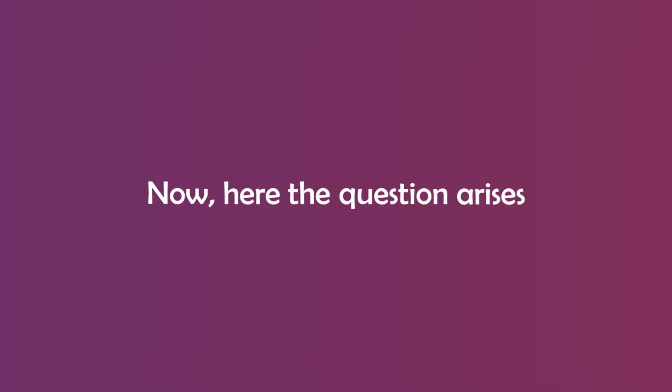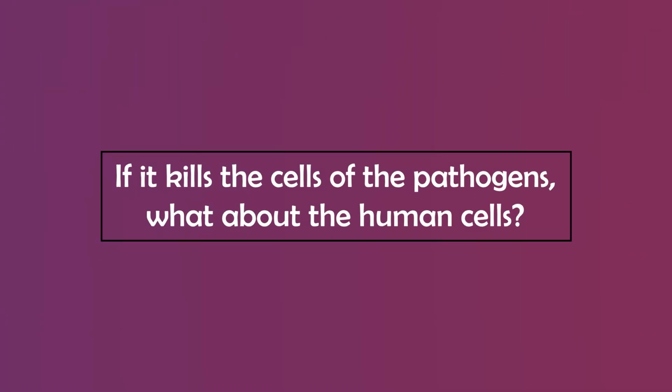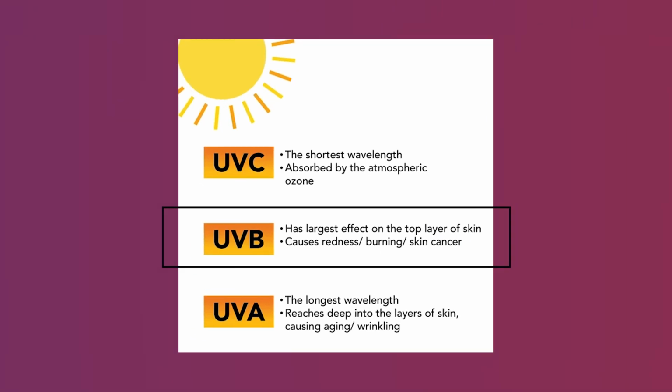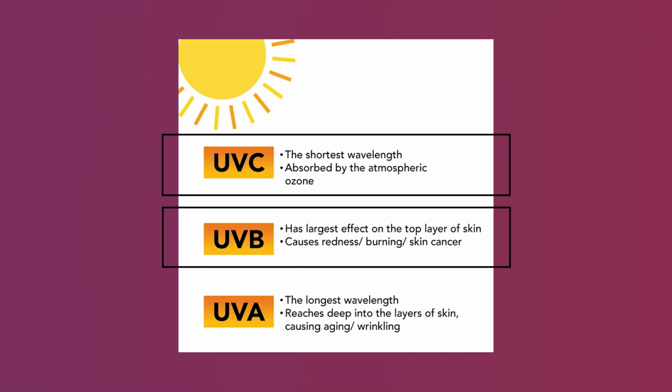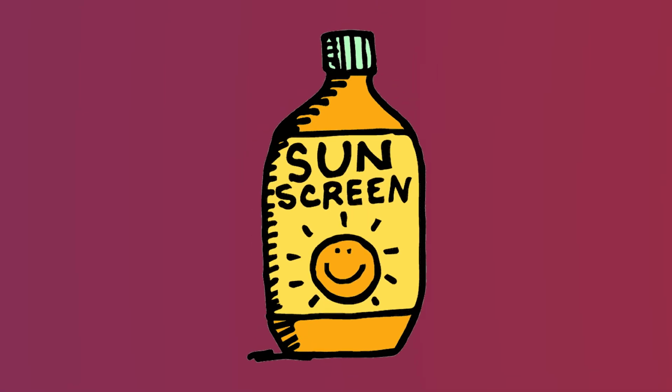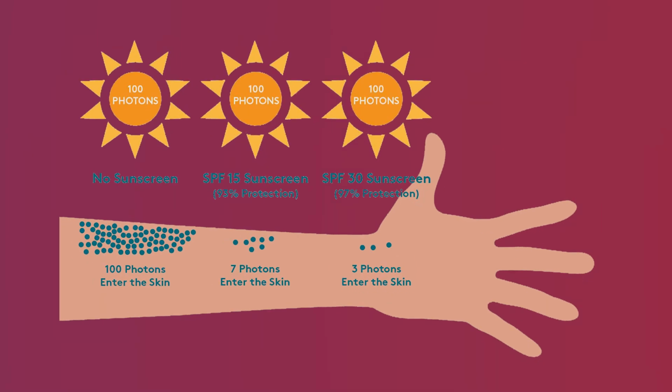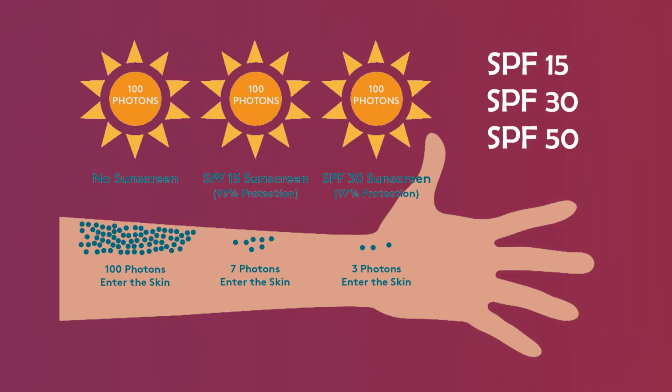Now here the question arises that if it kills the cells of the pathogens, what about the human cells? Unlike UVA, UVB and UVC are more dangerous, which can cause similar serious damage to human cells' DNA, thereby causing skin cancer in some extreme cases. But this can be protected against via sunscreen creams with different SPF values. The most common ones are SPF 15, SPF 30, and SPF 50.